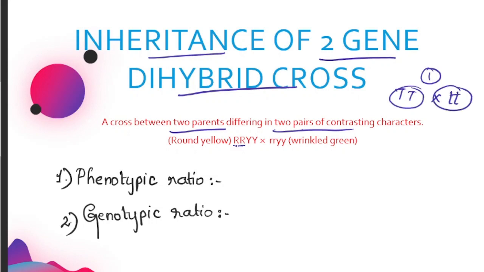But here we are going to cross two different contrasting characters. Round is one character, yellow is one character, wrinkled is one character. Round and wrinkled belong to the same contrasting characters. Yellow and green belong to the same contrasting characters. So it is round yellow and wrinkled green. Two characters we are going to cross, so that is called a dihybrid cross. Let us first try to understand the dihybrid cross. Finally, we will write the phenotypic ratio and genotypic ratio.